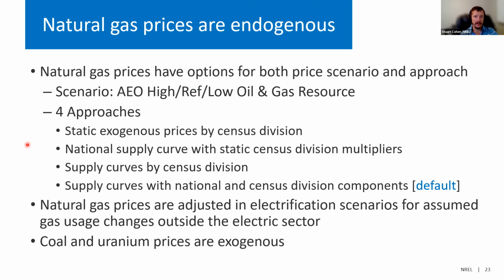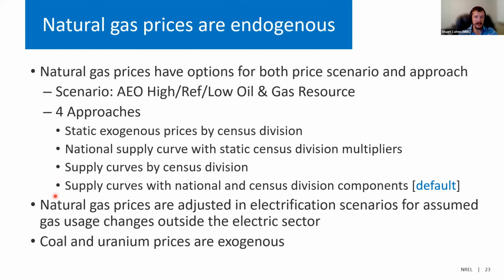And so we actually use the price quantity pairs over time for this case to define a linear supply curve. What that means is, if ReEDS uses less gas than that particular case, prices will be lower. If it uses more gas, prices will be higher, and so on. And for these linear supply curves, we've tested several different ways of parameterizing them, really in levels of aggregation. These are some of the different options that are available.